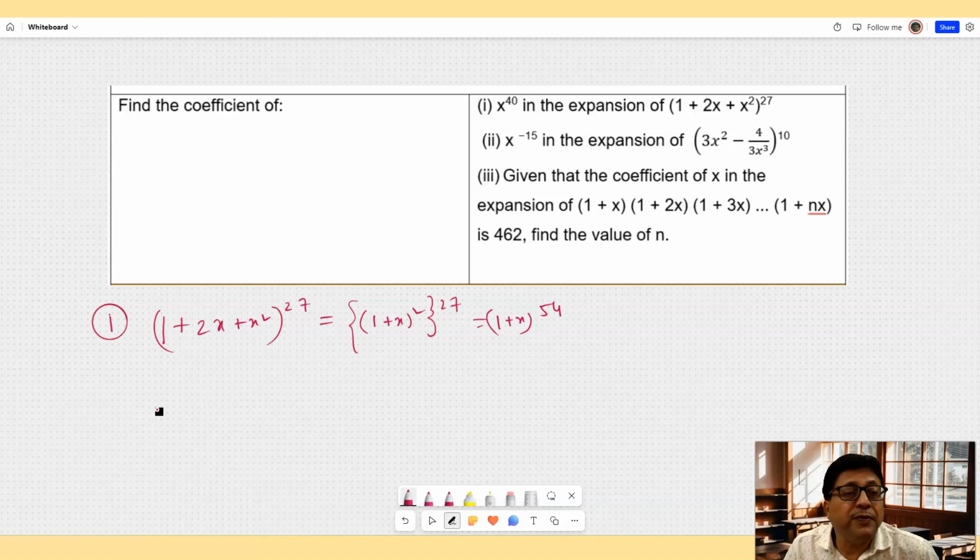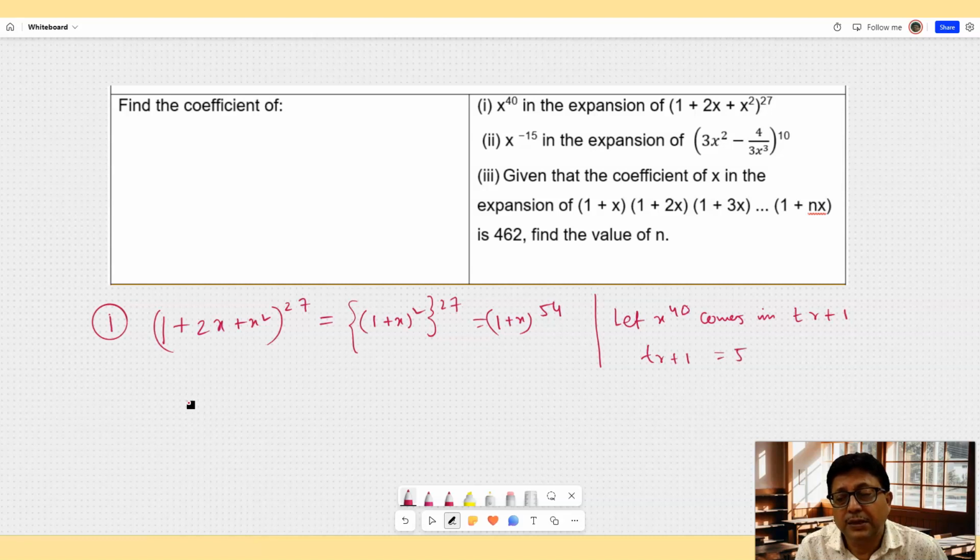The question is how to find the coefficient of x to the power 40 here. How will you start? You will start in this manner. Let x to the power 40 come in T r plus 1. What is T r plus 1 here? This is nothing but 54 Cr into x to the power r.